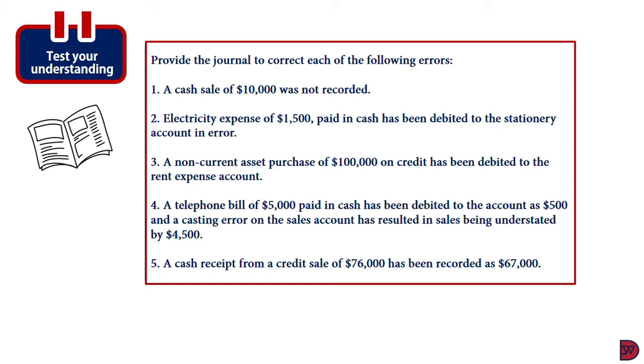A telephone bill of $5,000 paid in cash has been debited to the account as $500, and a casting error on the sales account has resulted in sales being understated by $4,500. Now this is an error of compensating. Okay. And last but not the least, a cash receipt from a credit sale of $76,000 has been recorded as $67,000, an error of original entry.